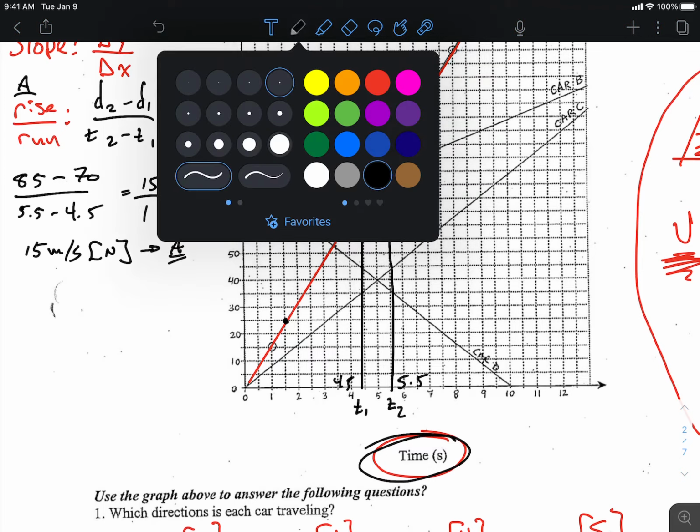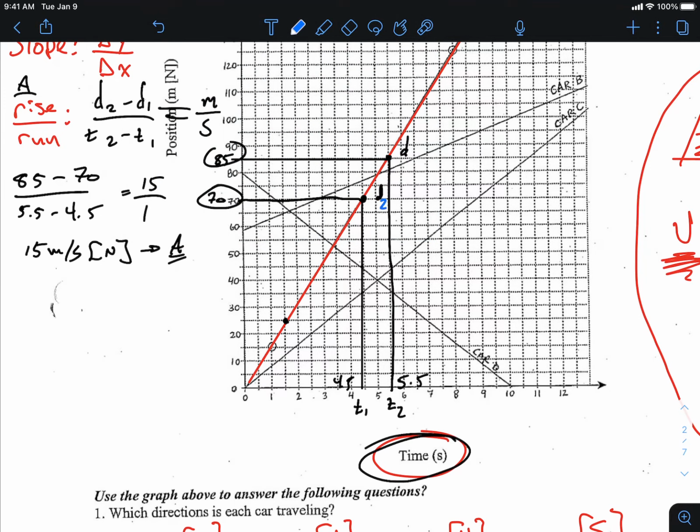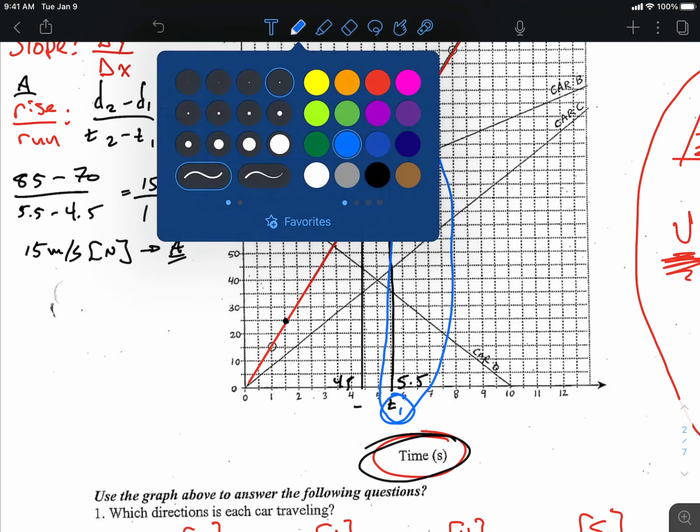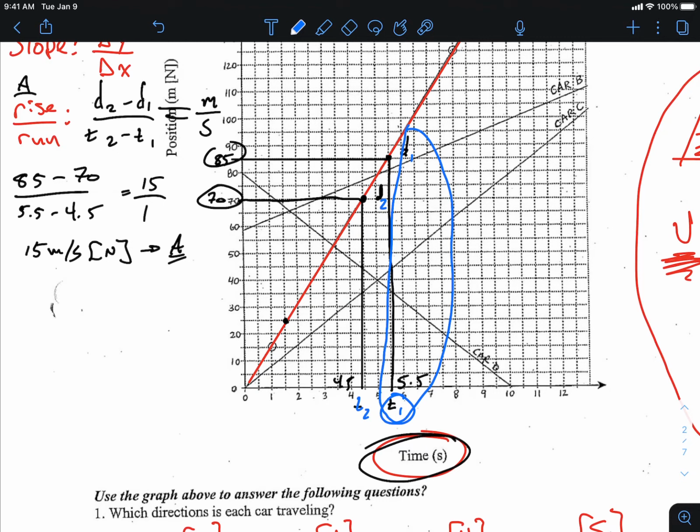What if I decided to change this one to D2 and D1? Now, you can't just decide, see Jagger, oh, I'm going to change it to D1, but I'm not going to change T2. That has to also be T1, and then this has to be, therefore, T2. And what you'll see is the math is going to work out the exact same way.